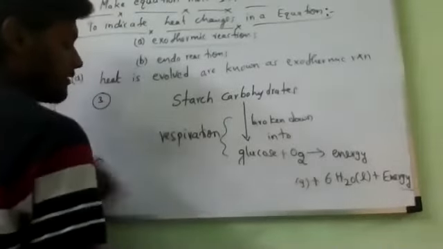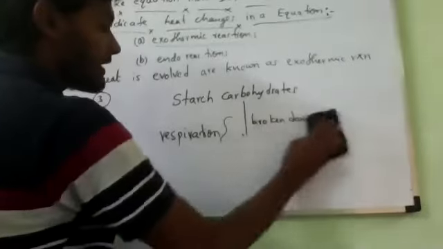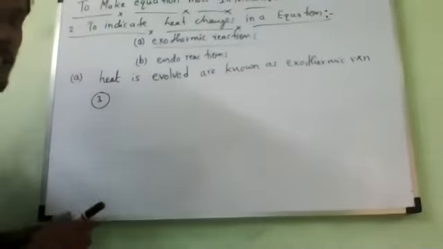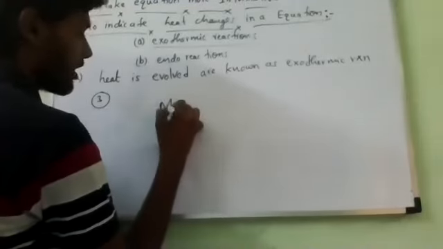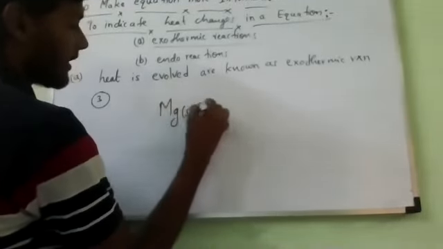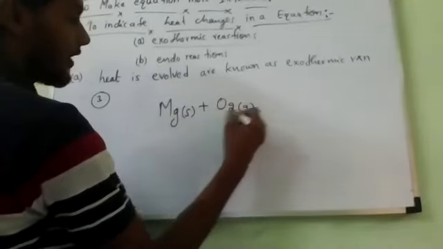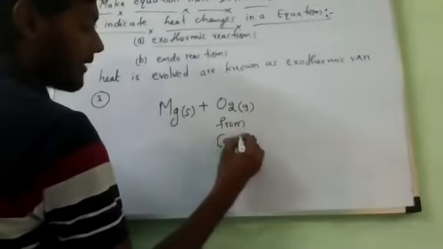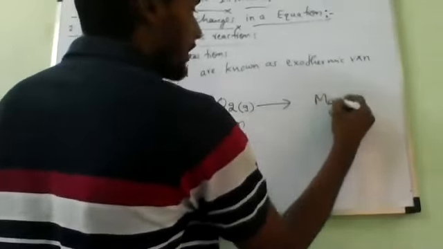At the starting of this lesson, we studied burning of magnesium. Have you remembered? Burning of magnesium means magnesium will start burning. Magnesium is in a solid state. It will burn with oxygen. Oxygen, gaseous state, from where? From air. Then it will start forming magnesium oxide.